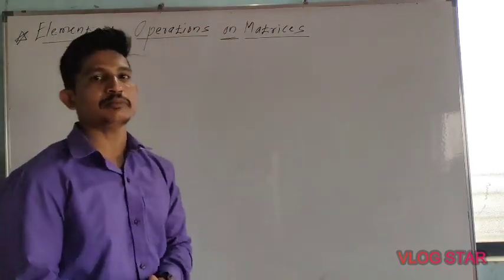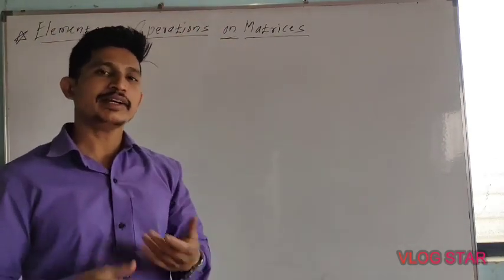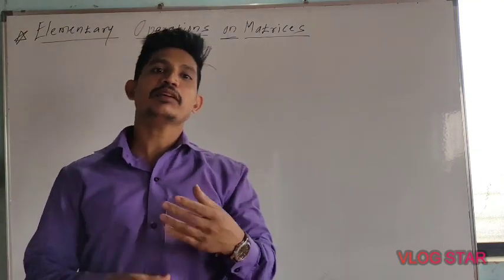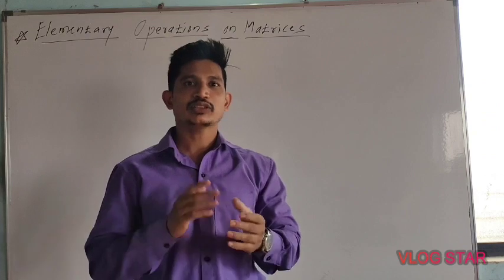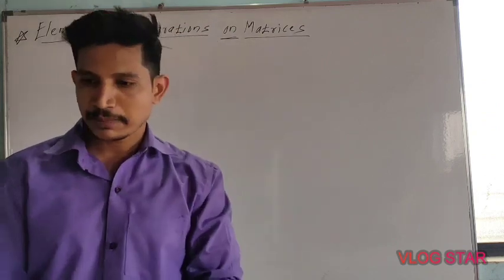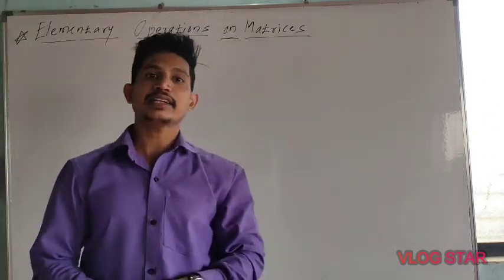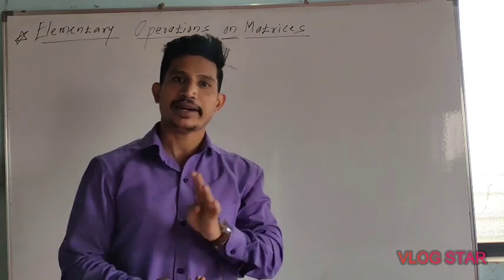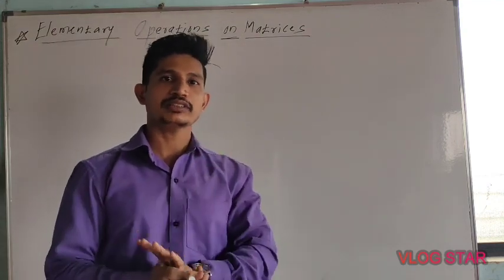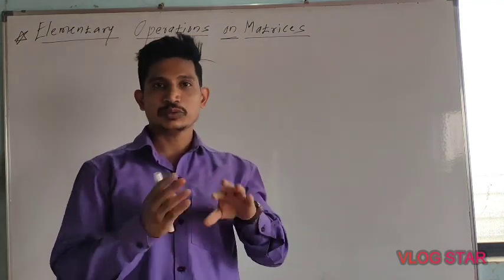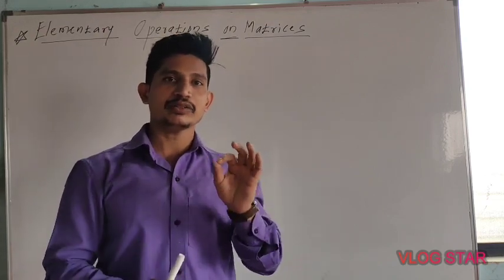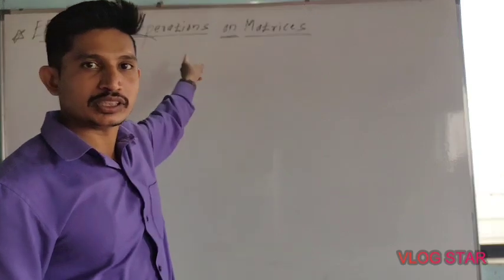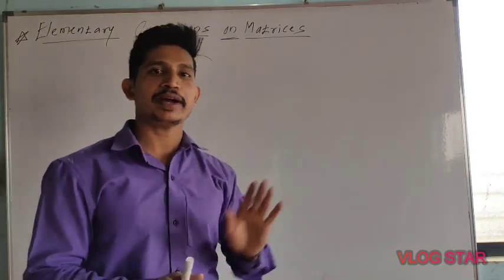Elementary operations on matrices. Elementary operation means what? Element by element, how to do operations in matrices. That we are going to learn today. Mainly there are three operations in matrices. We are going to use these three operations to find the inverse of a matrix. To find the inverse of a matrix, we use elementary operations on the matrices.